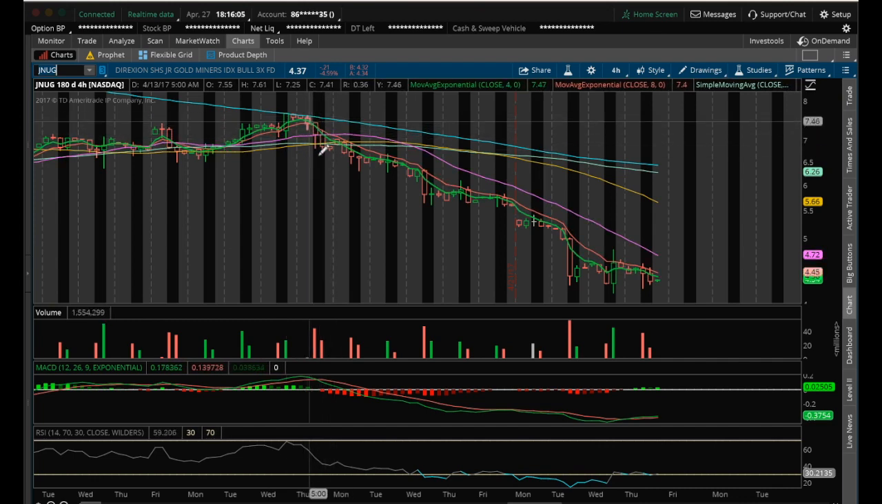And after losing that 20 EMA and backtesting and rejecting it there, so we lost it, tried to backtest it, rejected there, and you can see that ever since then we've rejected at this 8 EMA all the way down, going back to 413. And so it's been a while since we've been above this 8 EMA.